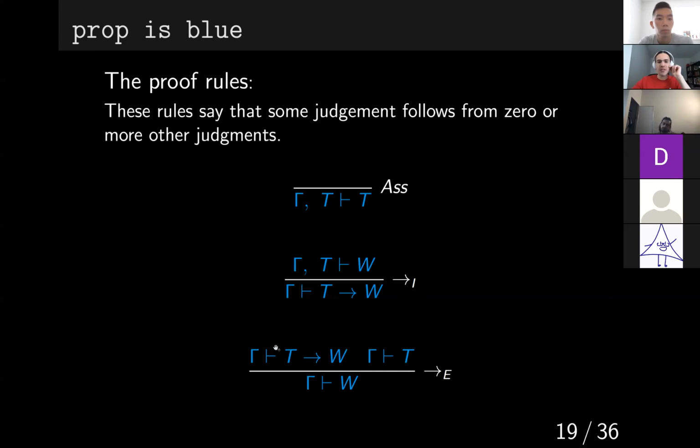How can I use the information that T implies W? Well, if I also know T, then I can use both pieces of information to know W. And remember that the judgments say that something is provable. So in this case, if assuming T you can prove W, then you can prove T implies W.